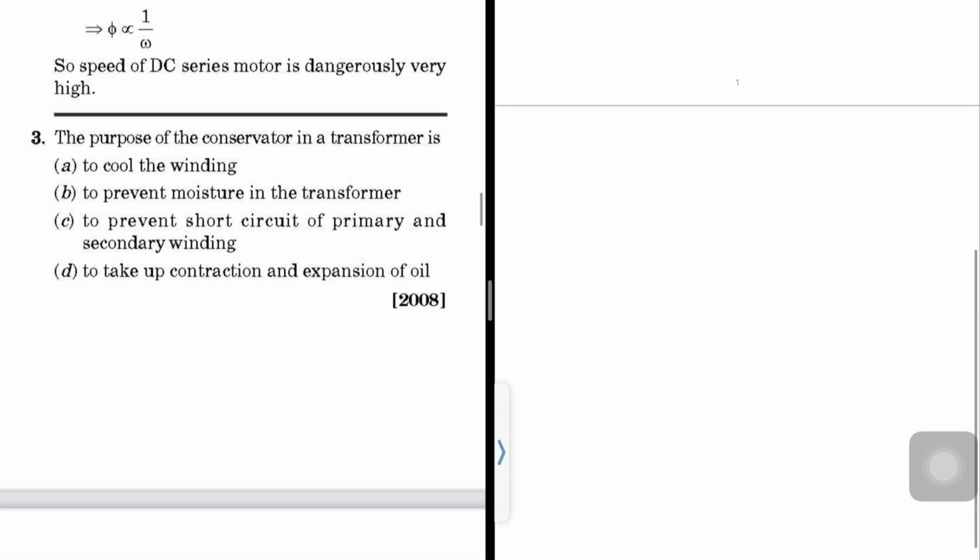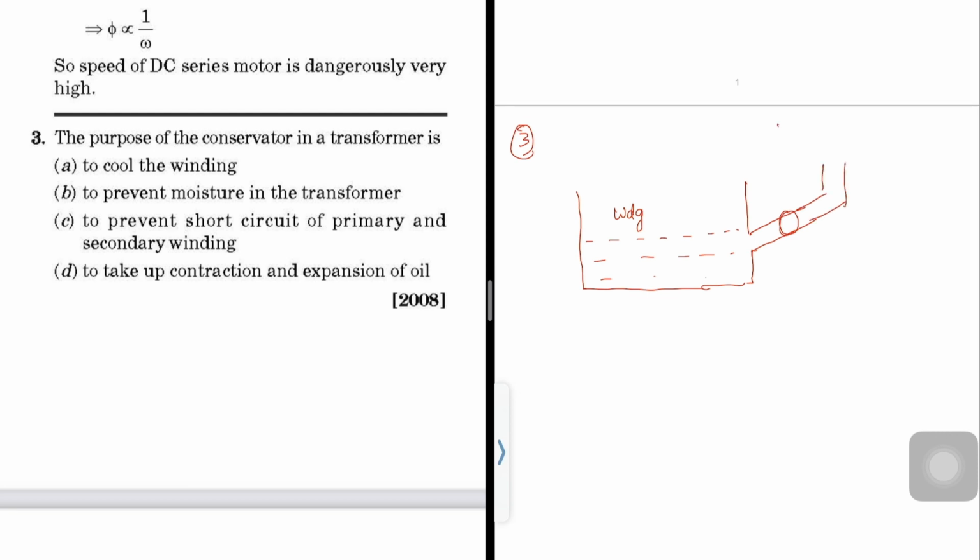Coming to the third question, this is also a good question: the purpose of the conservator in a transformer. Let me explain the basic outline of the transformer. This is the transformer tank. In this, the oil will be filled and the winding will also be placed. From this tank there is a Buchholz relay, and on top of it there is a conservator tank. The conservator tank is of cylindrical shape.